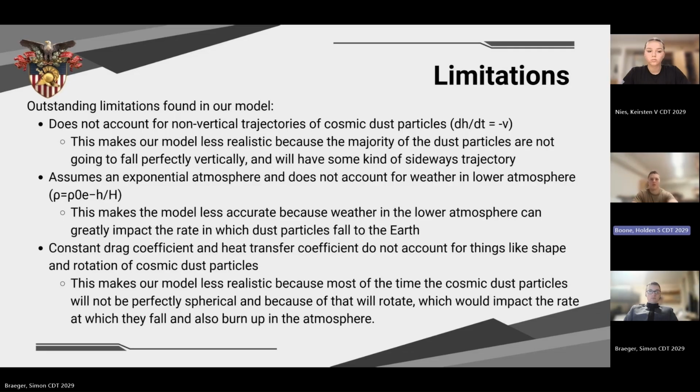Another one is that our model assumes an exponential atmosphere and does not account for weather in the lower atmosphere. This makes the model less accurate because weather in the lower atmosphere can greatly impact the rate at which dust particles fall to the Earth. Another limitation that we found is that the constant drag coefficient and heat transfer coefficient do not account for things like shape and rotation of cosmic dust particles, right? Like we assumed earlier, our cosmic dust particles would be perfectly spherical, and because of that, they would not rotate. The issue with this is that ablation is going to impact those dust particles if they're not perfectly spherical and cause fragmentation.